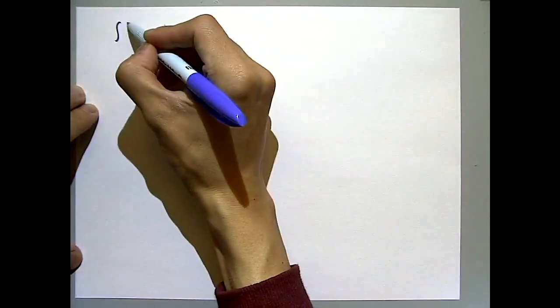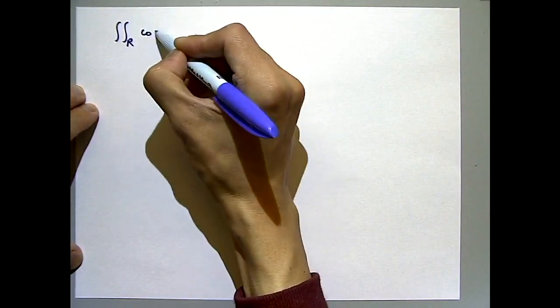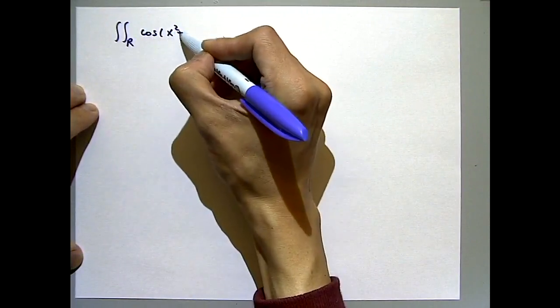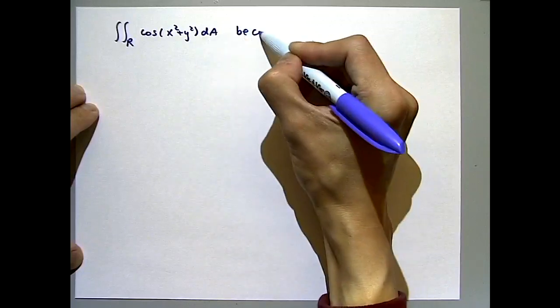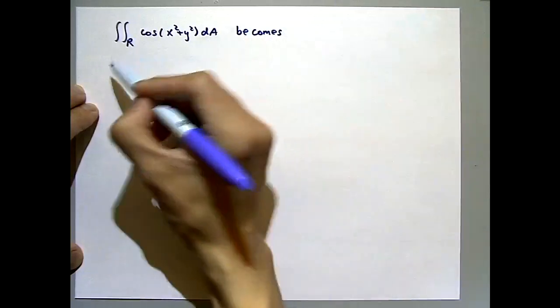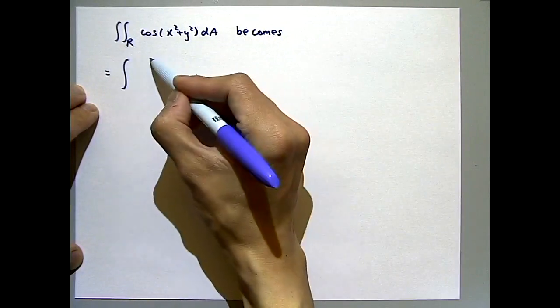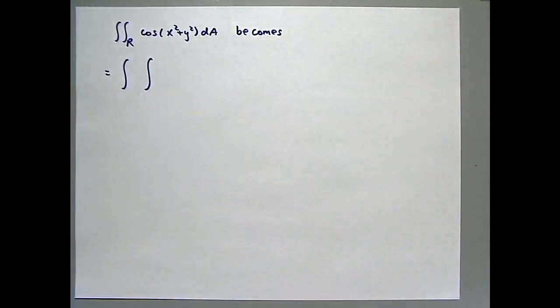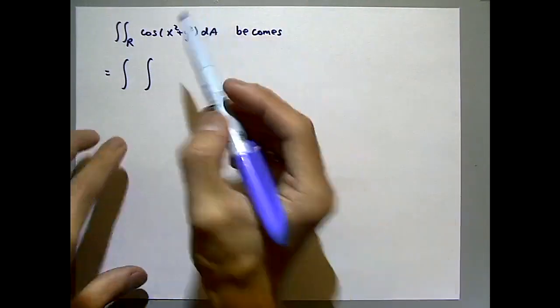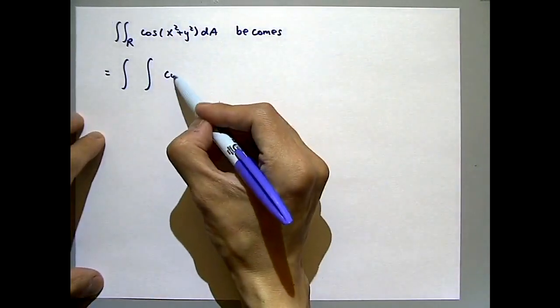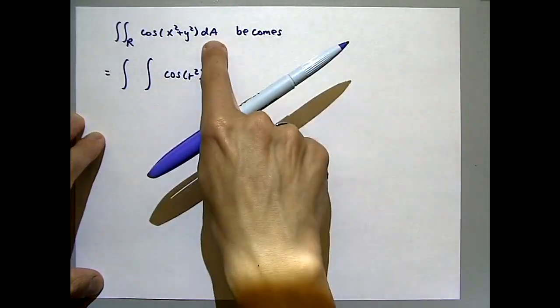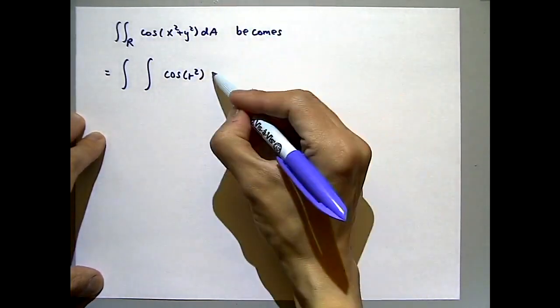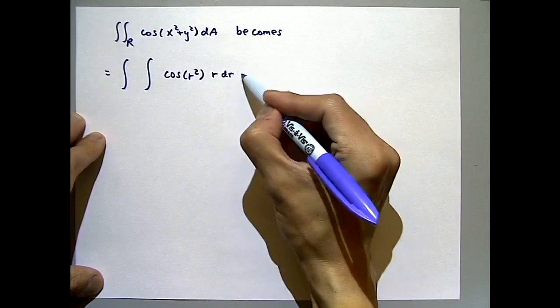Okay, so now what we're trying to do, this becomes, first of all, cosine of r squared. dA, remember, is r dr d theta.